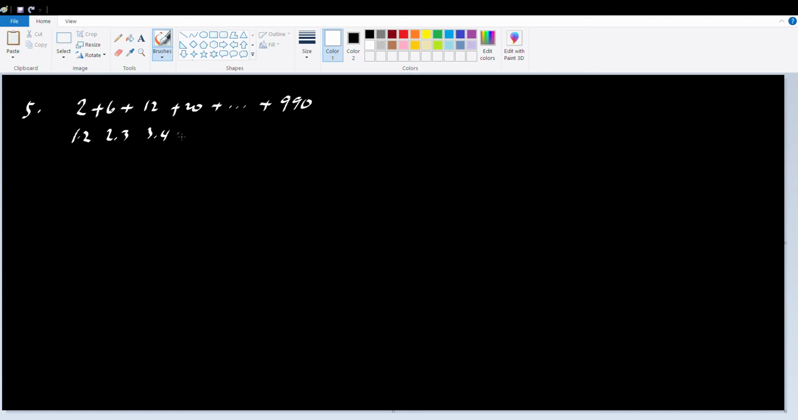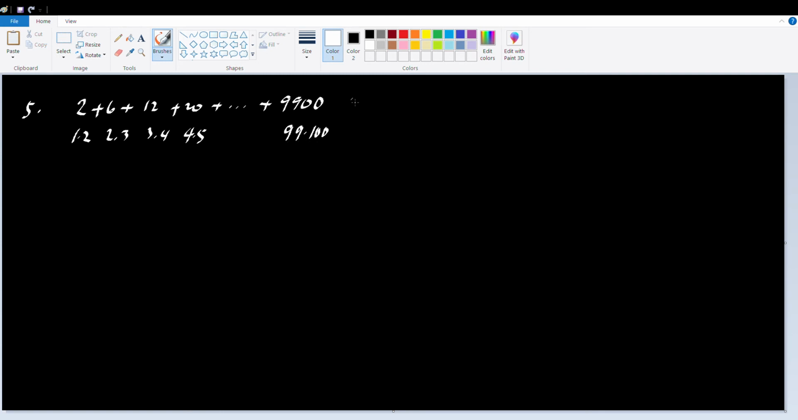So 20 is 4 times 5, no? Following this pattern: 1 times 2, 2 times 3, 3 times 4, 4 times 5. And that's correct, no? 4 times 5 is 20. And then for the last term, 9,900, that will be equal to what? 99 times 100. Okay, so the last term is supposed to be 9,900. So it should be 99 times 100.